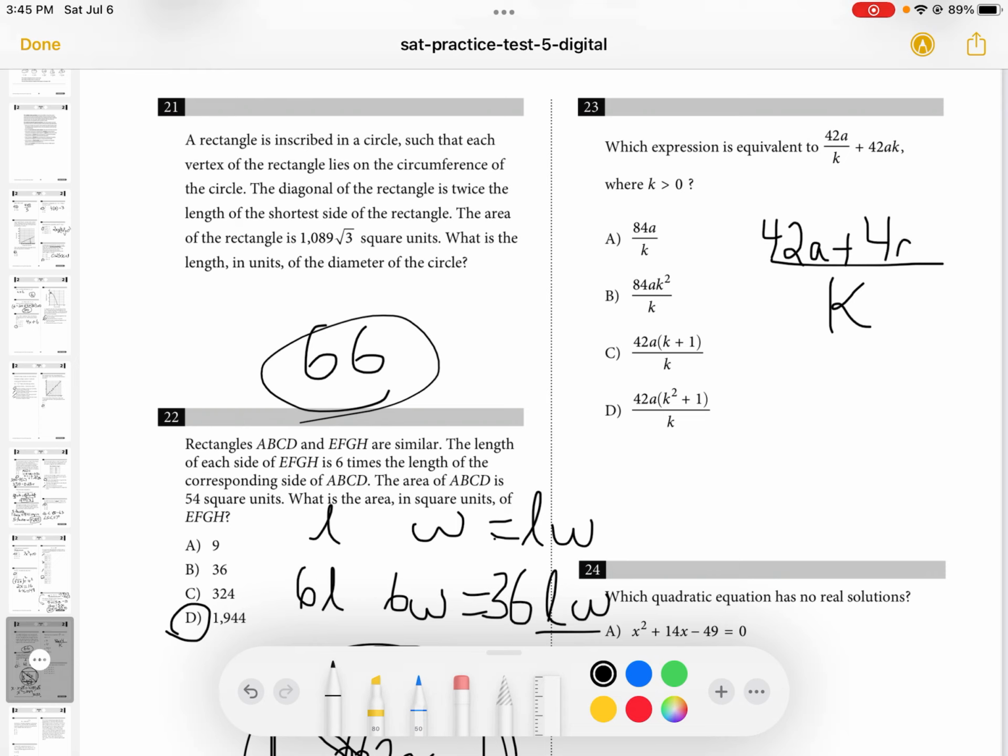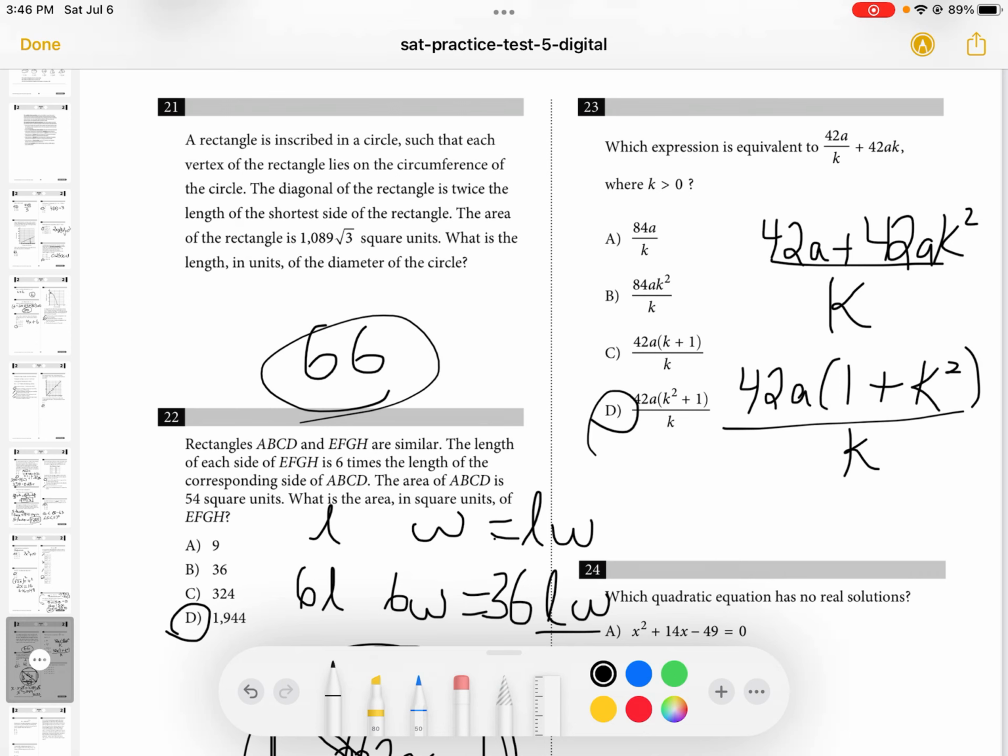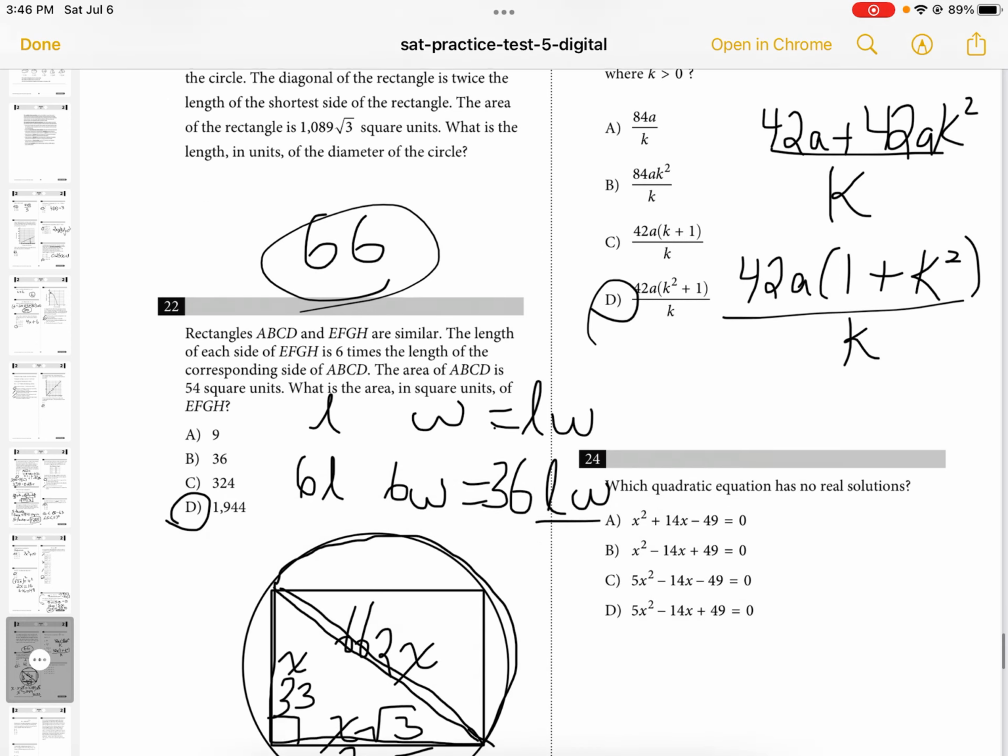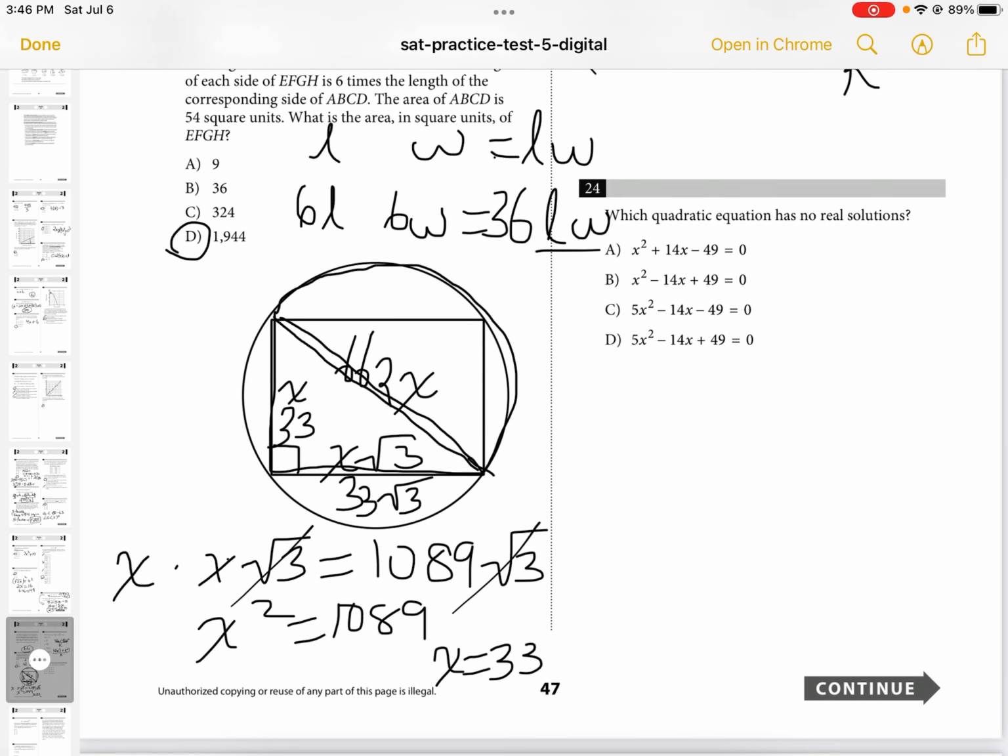So 42ak times k is 42ak squared. Right, and we can pull out a factor of 42a in the numerator, and we get 1 plus k squared on the inside, and that's all over k. And that's equal to choice D. Okay?